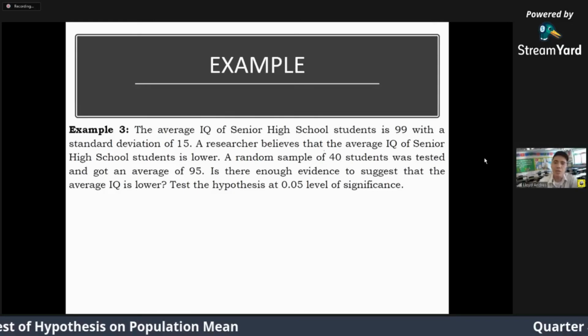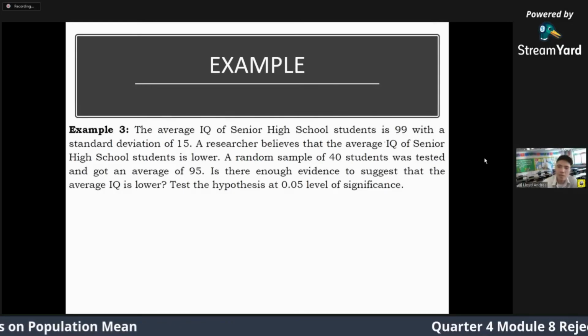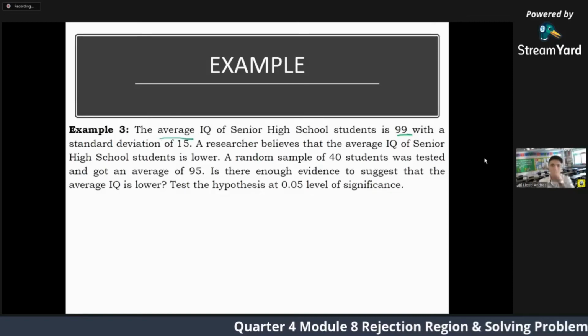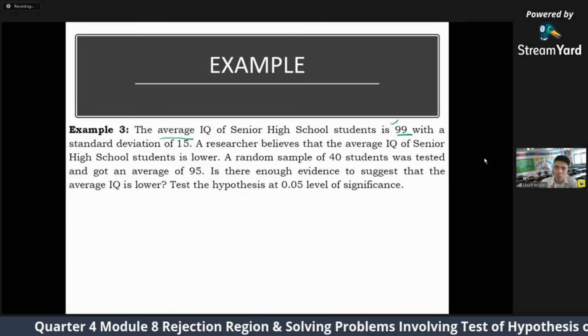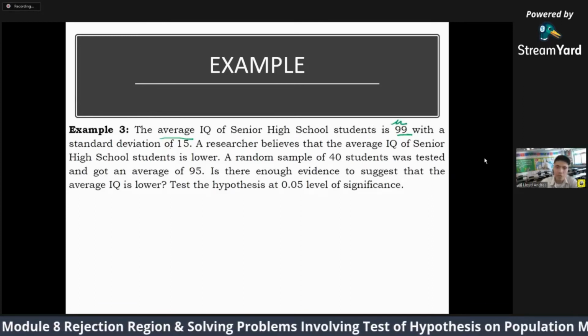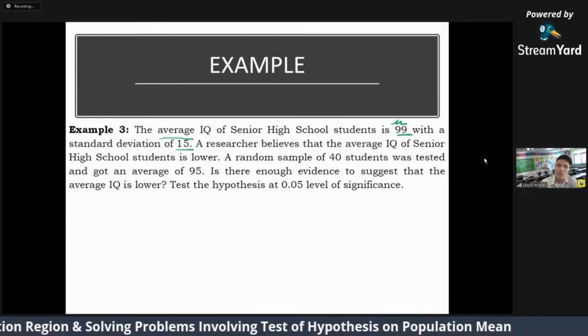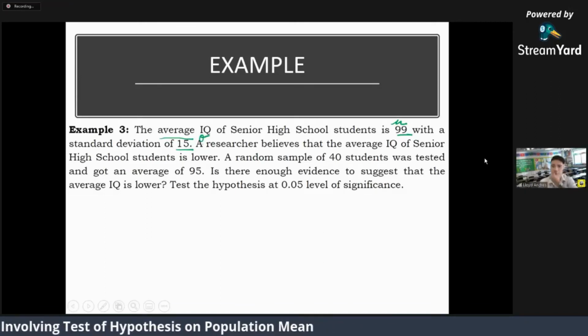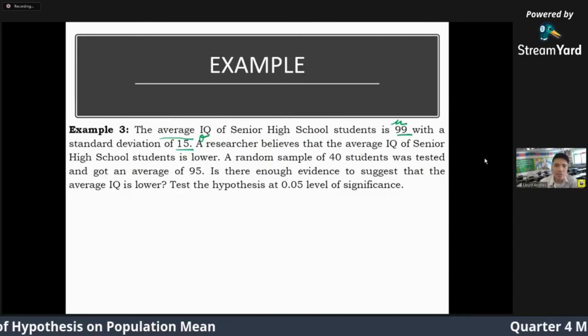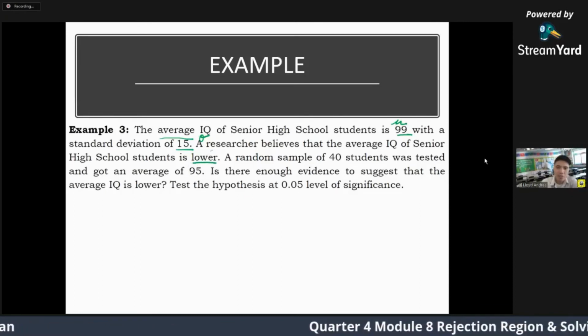determine sa mga given. 99. This is the average. So this is based sa previous data. This is our sample mean. Standard deviation, again, based sa previous data. So therefore, this is our population standard deviation. Then a researcher believes nga lower siya. So meaning expected less than ni siya.